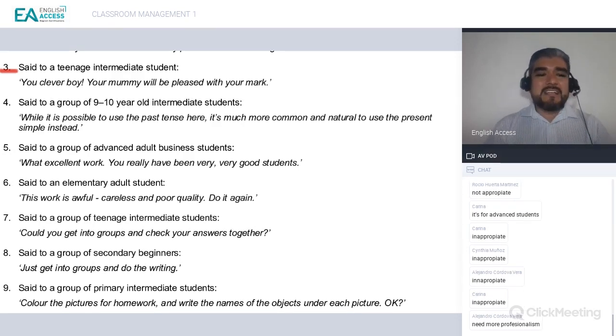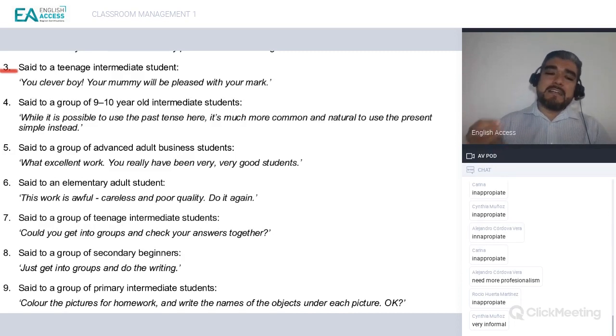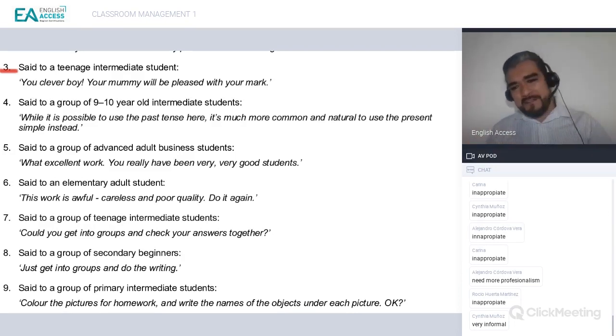Of course, right? As a teacher, you need to speak more professionally, right? That is very informal. Probably you can tell your business student something like, good job, you're trying really hard, and very soon you are going to be speaking English. Or, excellent job, I like your participation today. Try to speak more formally, right?